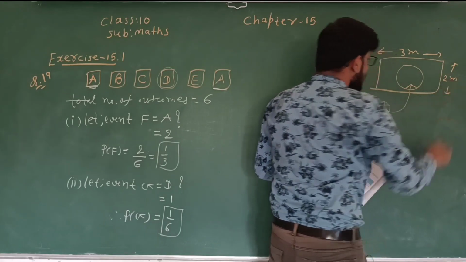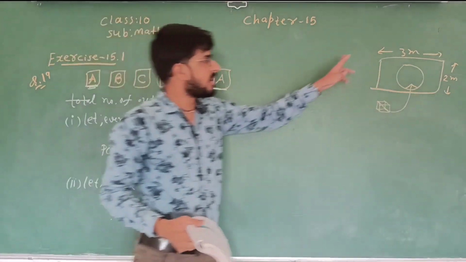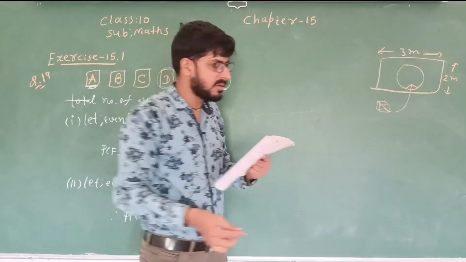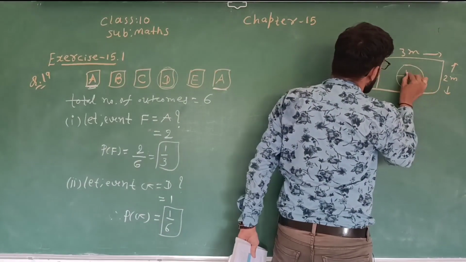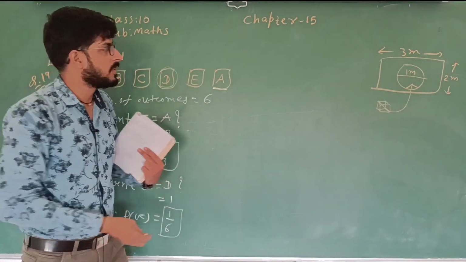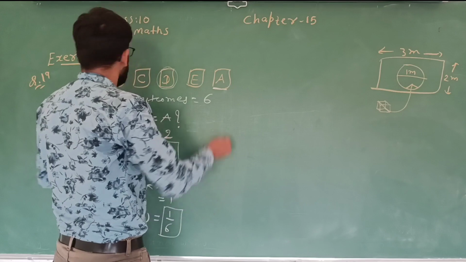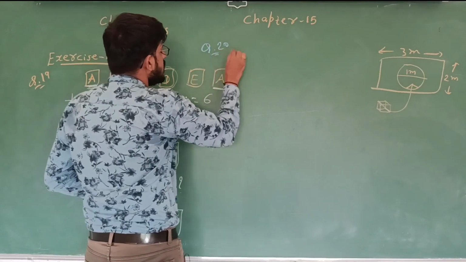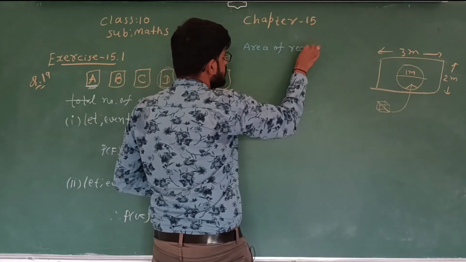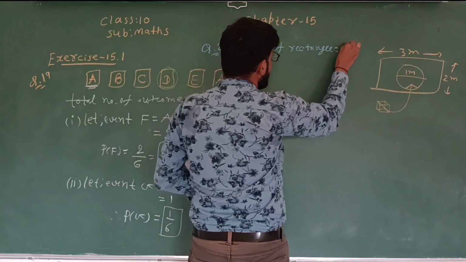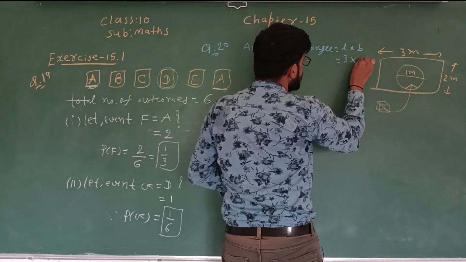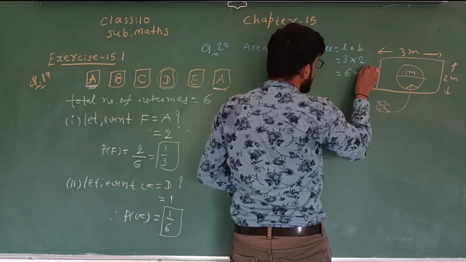So we are going to find the area of the rectangle, then the area of the circle. Also given that the diameter is 1 meter. Question number 20: the area of a rectangle is given by length into breadth, L into B. Here length into breadth means 3 into 2. So we get 6 meter square.